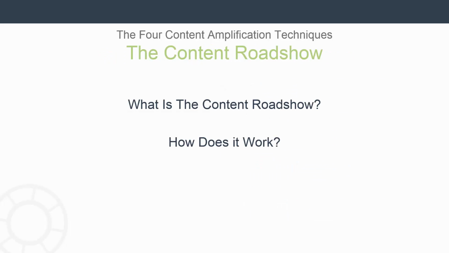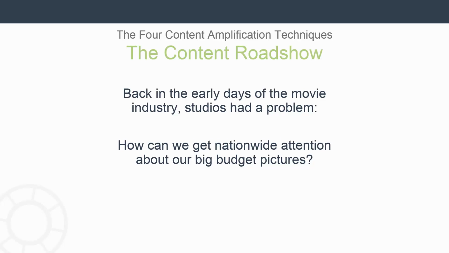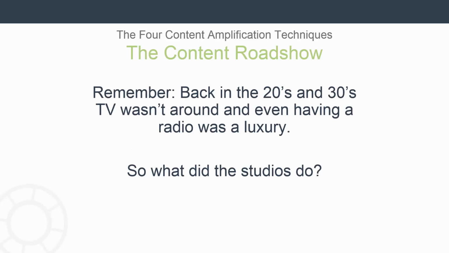So moving right along here to strategy number 4, the content roadshow. What is it? How does it work? Well, back in the early days of the movie industry, studios had a big problem. How can we get nationwide attention about our big budget movies? Well, back in the 20s and 30s, TV wasn't big, and even having radio was kind of a luxury. So how did these studios get the word out?